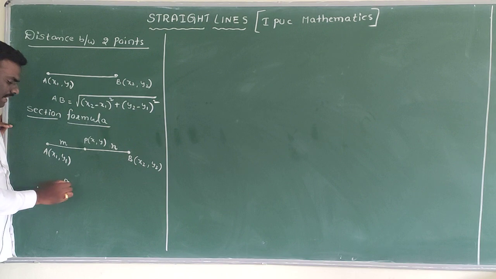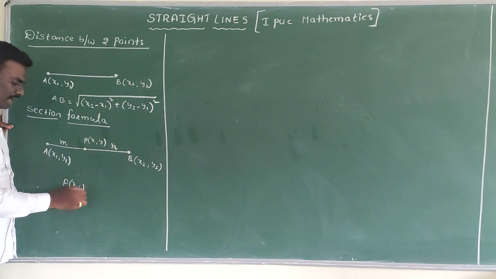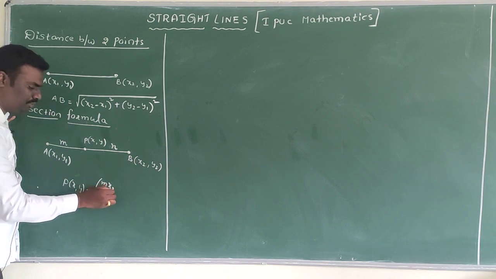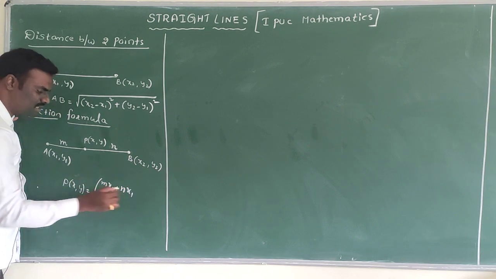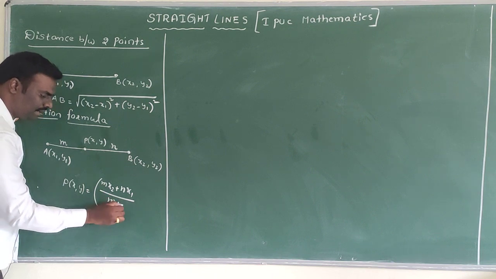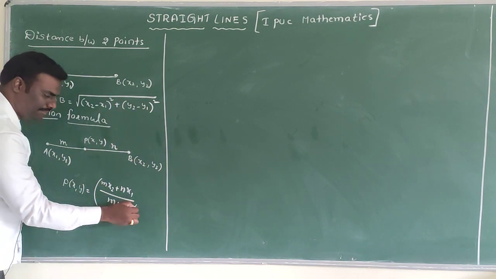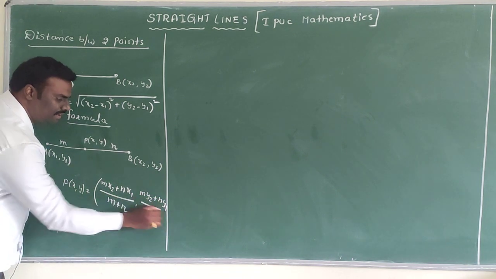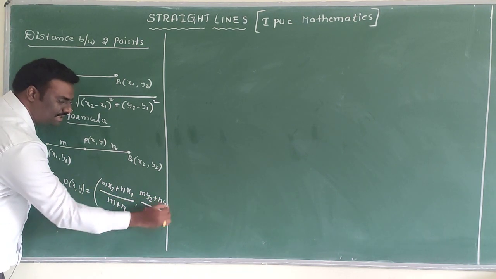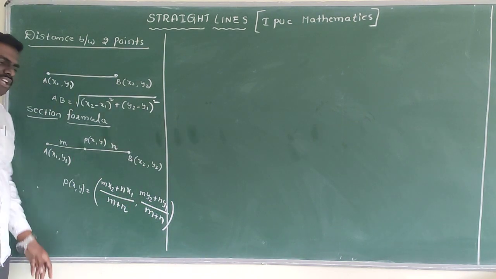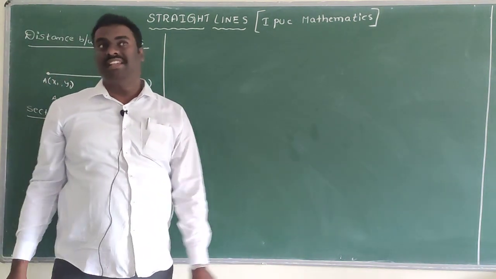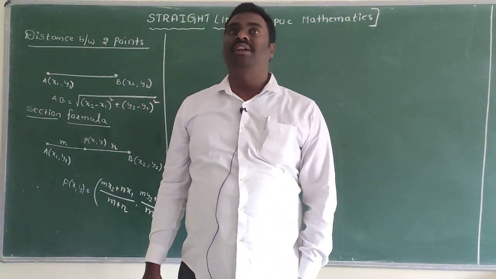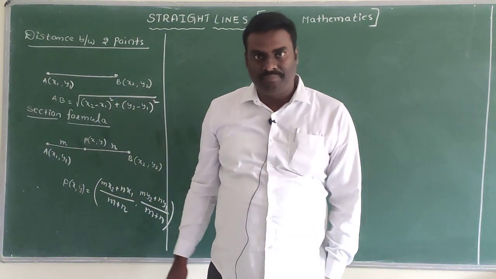Then how to find P? P (x comma y) is equal to, the formula for finding P is (mx2 plus nx1) by (m plus n), comma (my2 plus ny1) by (m plus n). So this is the formula we are using to find P. So this is the section formula. But this section formula we are using only for internal division.